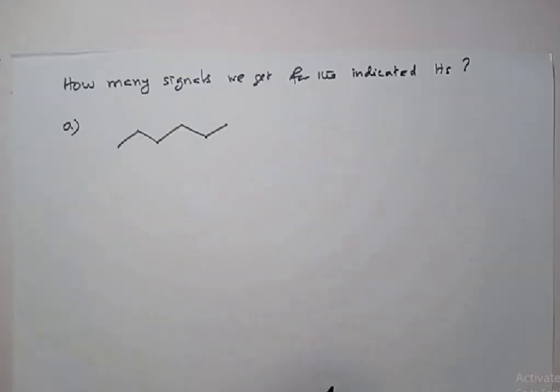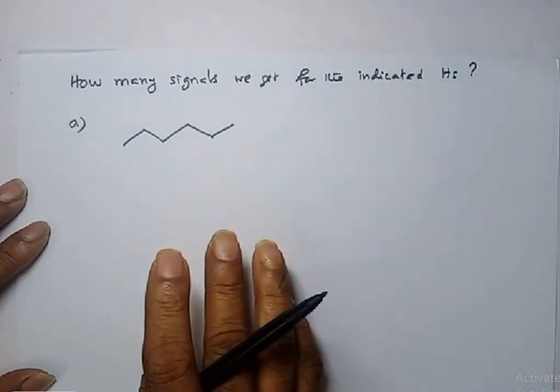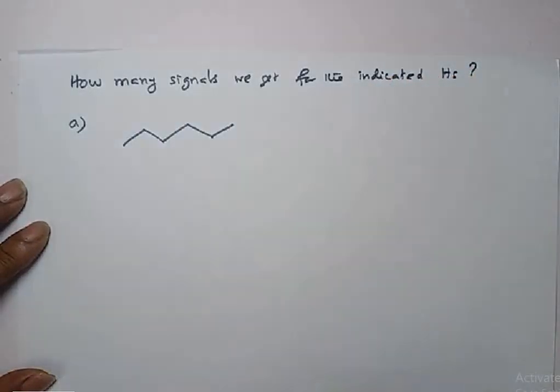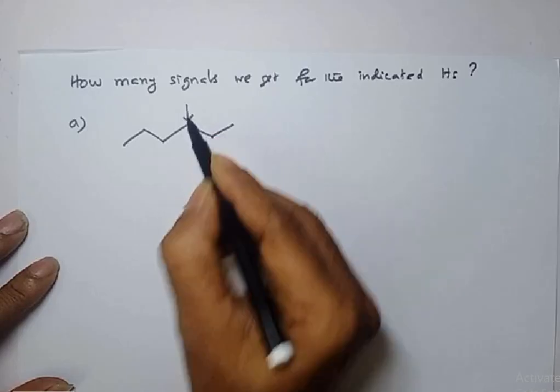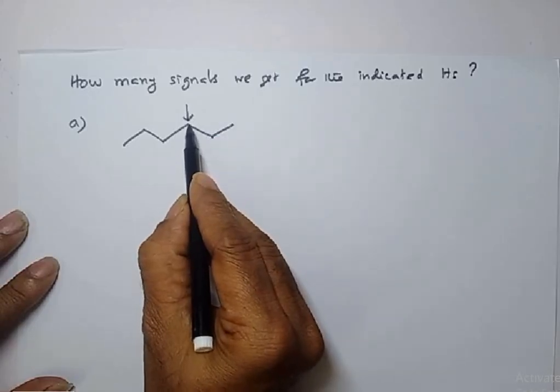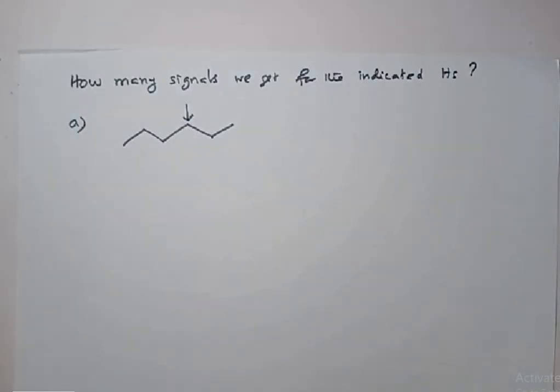Okay. So our goal is to find how many signals we get for the indicated hydrogen. First of all, tell me what's the name of this compound? N-hexane. Very good. Now tell me for this CH2, it has two hydrogens. How many signals do we get for this CH2?